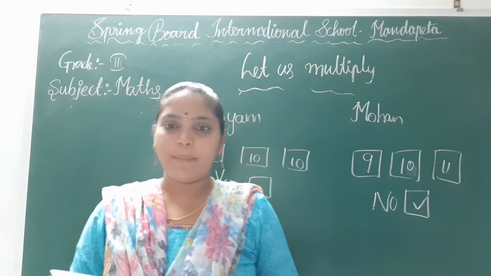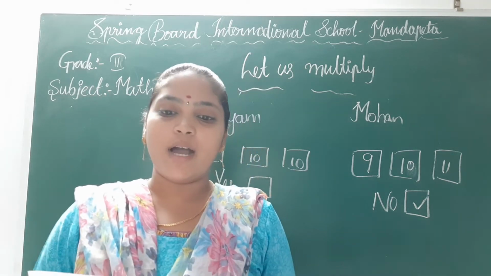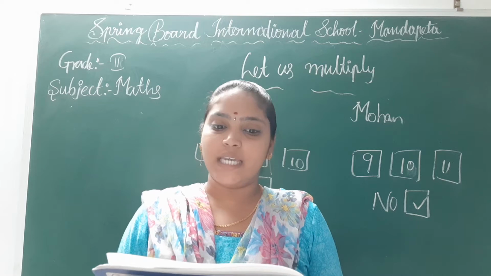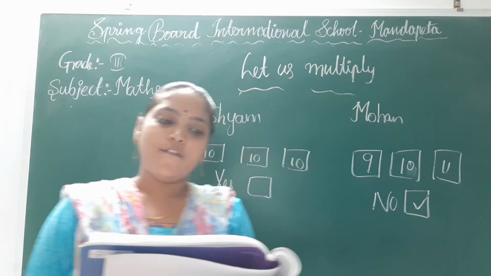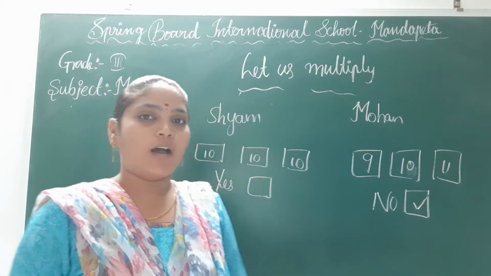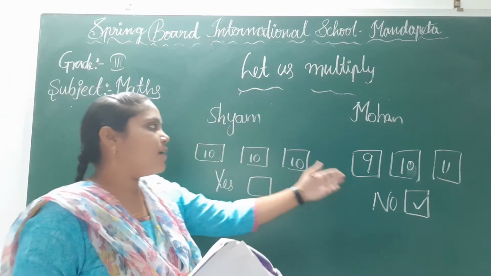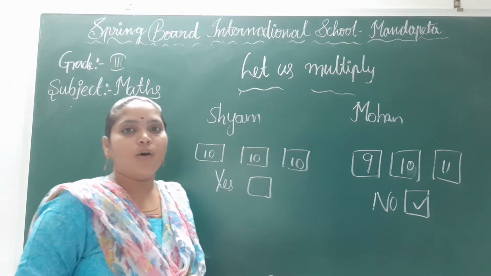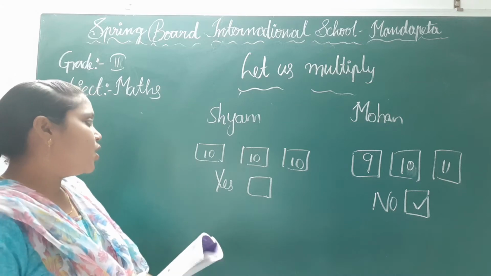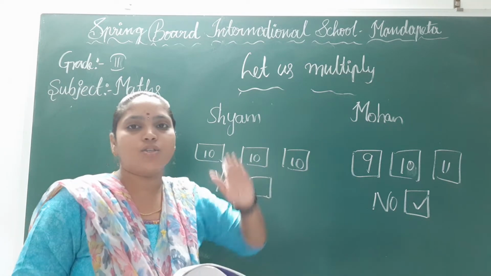So first we are given a pep activity. Shyam and Mohan have arranged their books in piles as shown. Find the total number of books they have. So these are the books of Shyam and these are the books of Mohan. Once you have to check here, totally 3 groups and here also 3 groups.